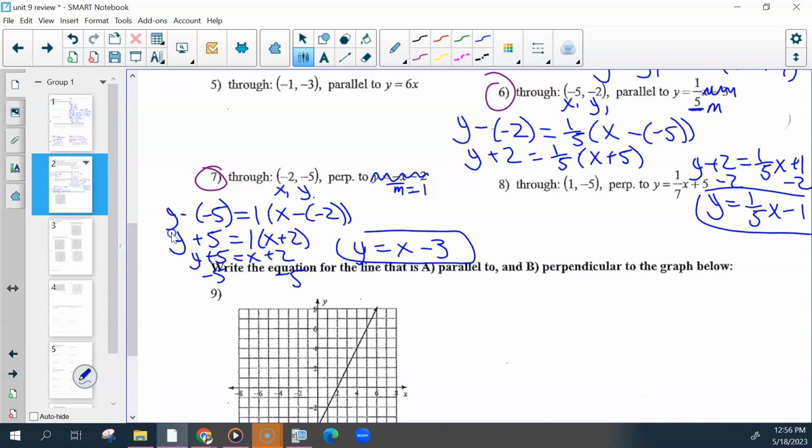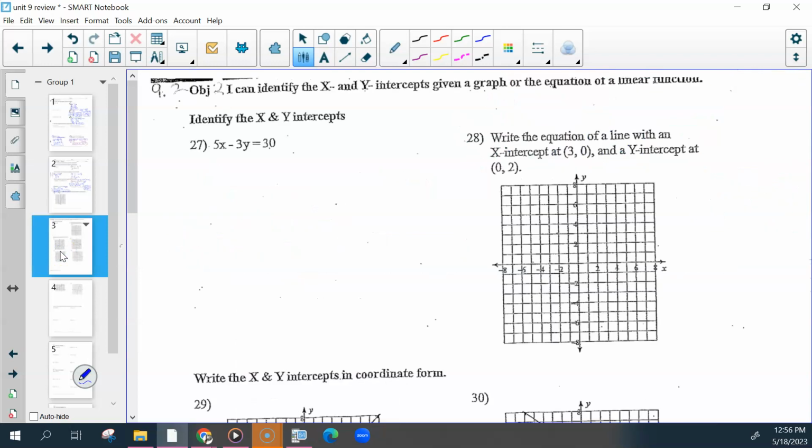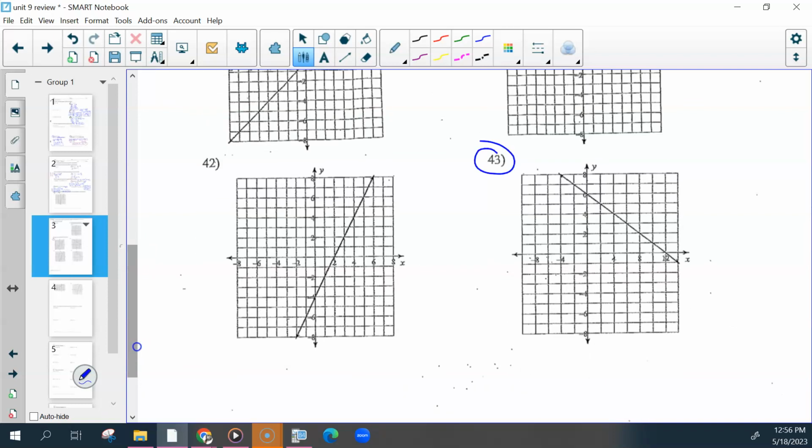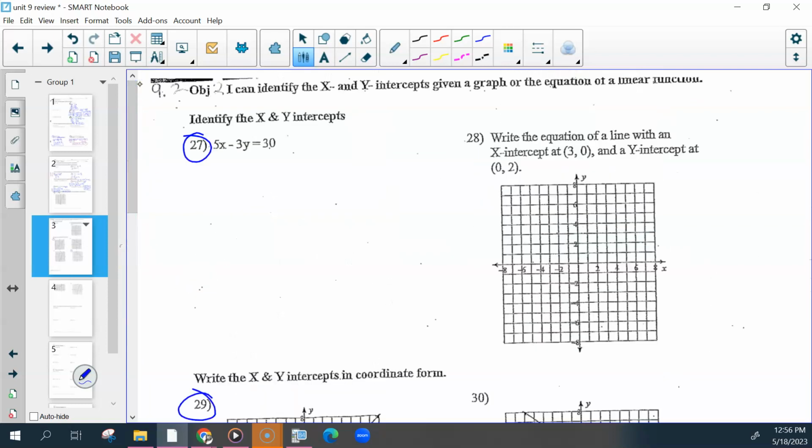Actually, the next 2 pages are intercepts. You can find any from either page. It's front back, I think. What questions do you have on any of the intercepts? 29. Okay. 43. 27. That basically covers all of the types.